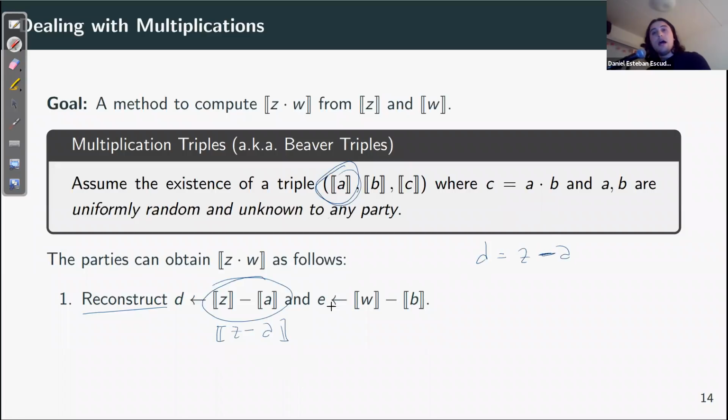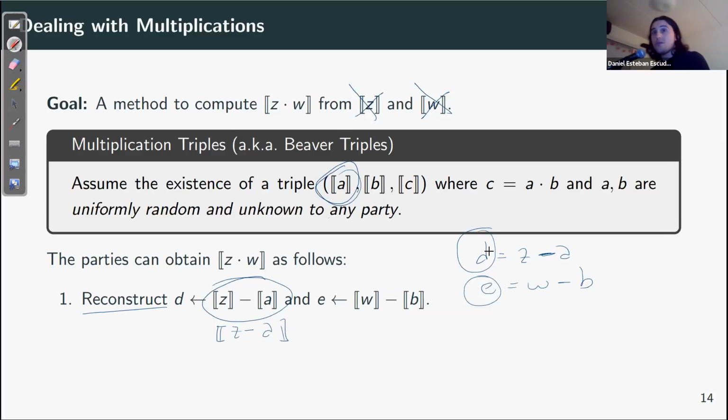Good. Do the same with E, which is W minus B. So now the parties know these two values. Remember that we want to keep Z hidden and we want to keep W hidden, because in our example from before, there were intermediate steps in the computation. We don't want to just leak them. We only want to open the output, but not the intermediate computation. So how is that? The parties here are learning D and they're learning E.